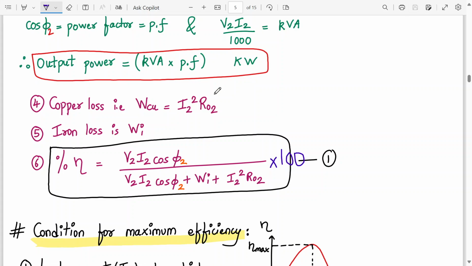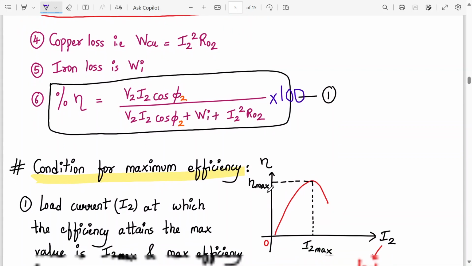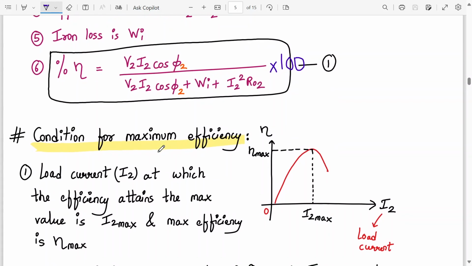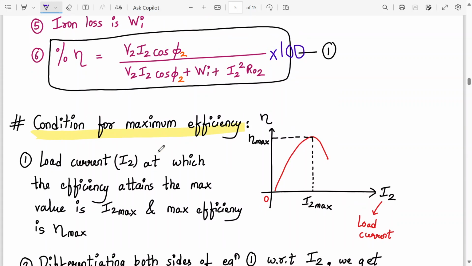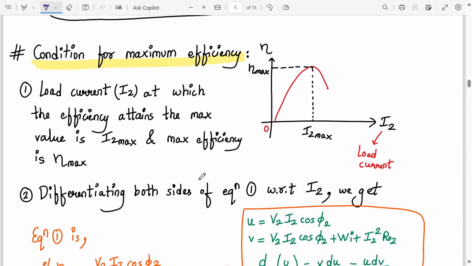So it will be V2 I2 cos phi 2 divided by V2 I2 cos phi 2 plus Wi plus I2 square RO2. Okay, now next, I hope you have written equation number one. Now we have to derive the condition for maximum efficiency. Maximum efficiency is reached when we get the maximum load current, I2 max. If I have a plot of I2 versus efficiency, my efficiency will be maximum when my I2 is I2 max. So we can start this condition for maximum efficiency.